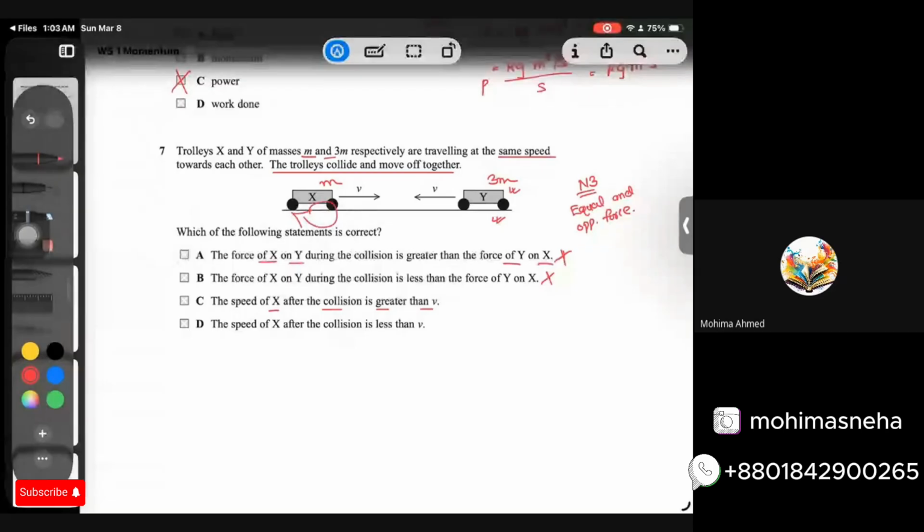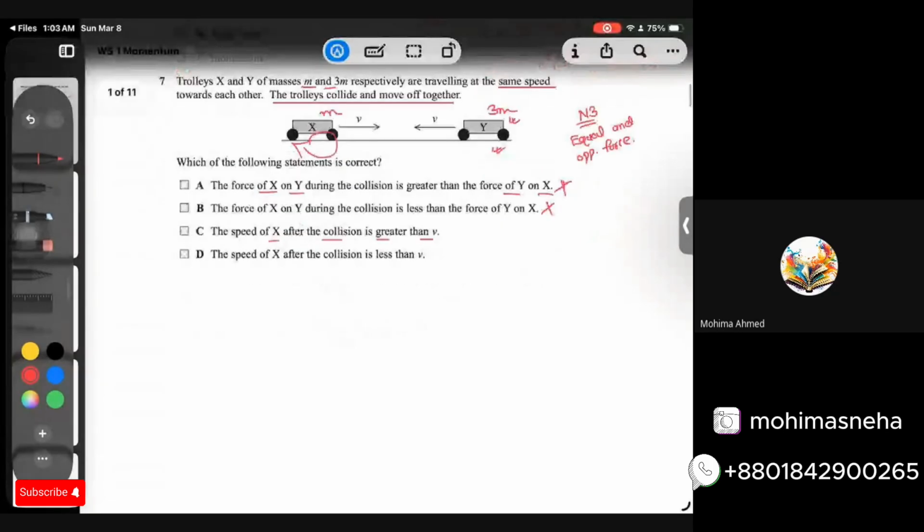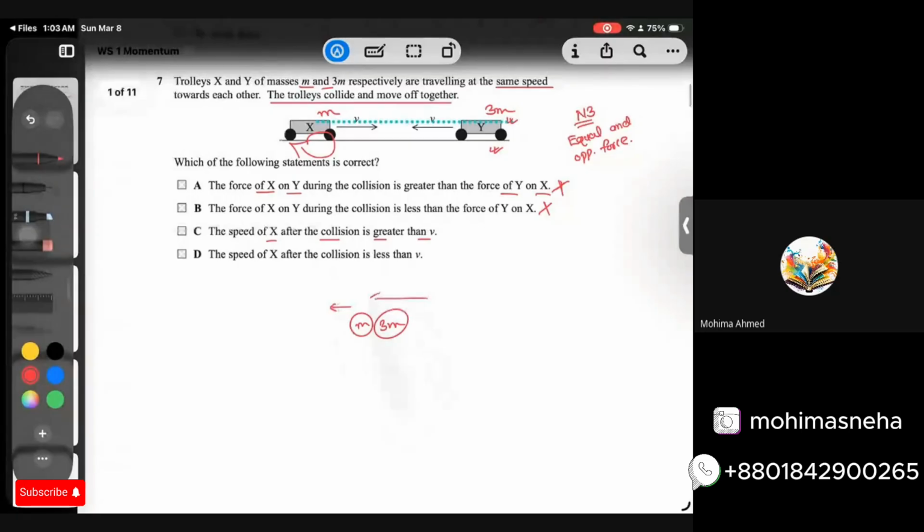So you can write that after the collision, mostly this is supposed to happen. This is 3m, Y, and this is m. After the collision, m, that trolley X, has reversed its direction, and Y continues to move in the same direction but at a lower velocity. Lower velocity compared to whatever you had previously.